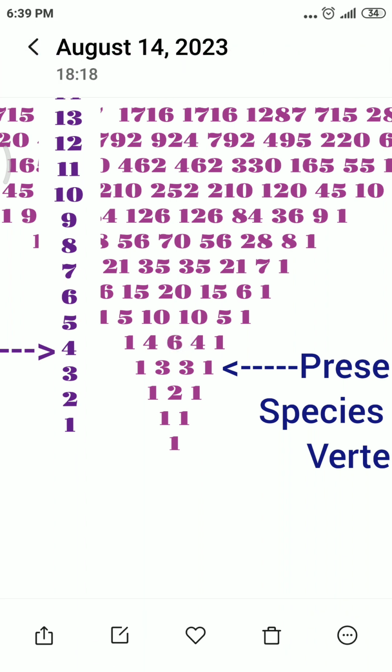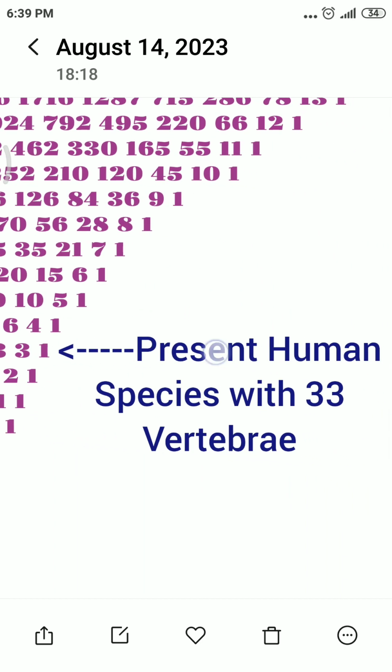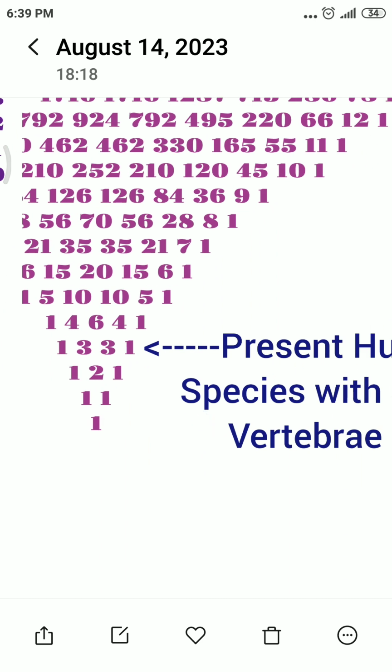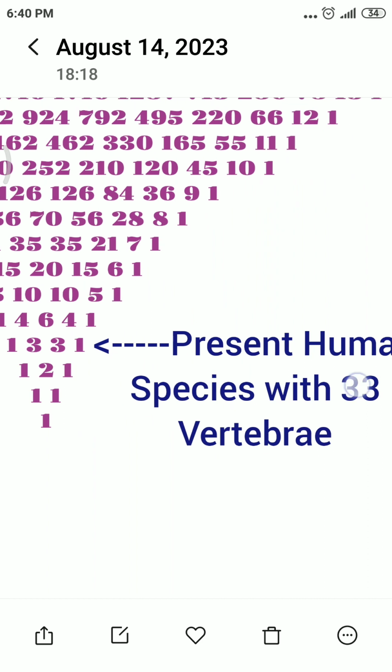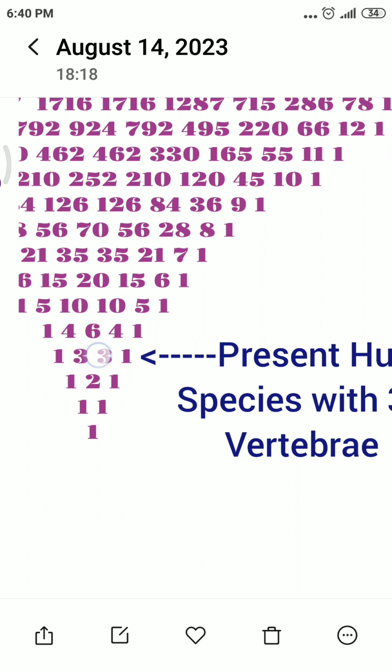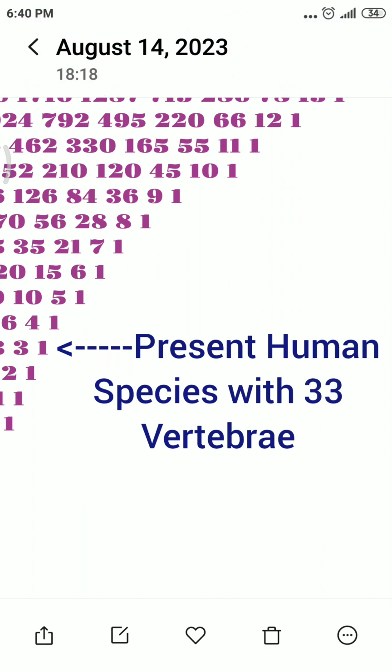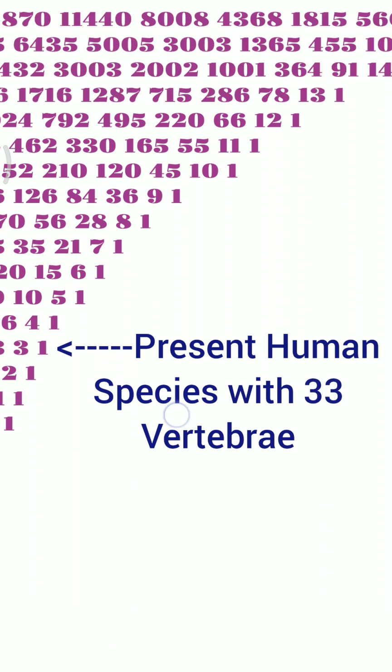The human body right now, the present human species, has 33 vertebrae. If you know the basics of biology, the human body has 33 vertebrae, meaning the backbone has 33 bones. So this is the present human DNA. With this present human DNA, we have 33 vertebrae.